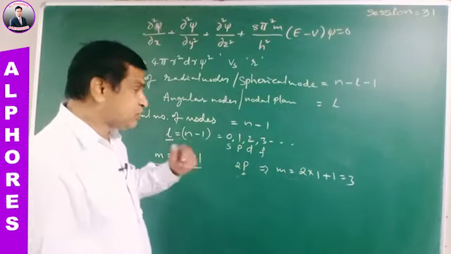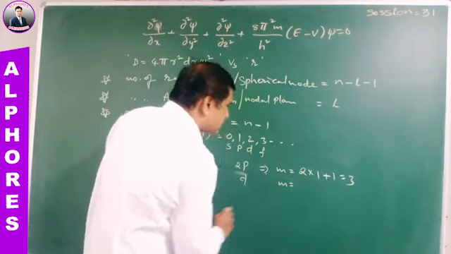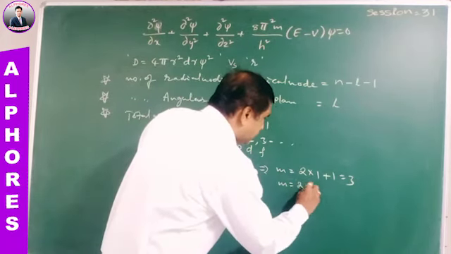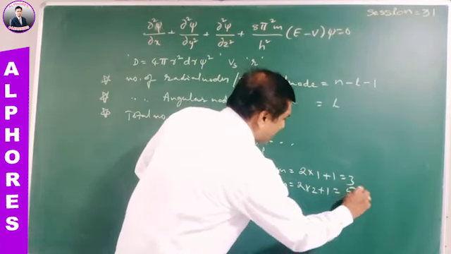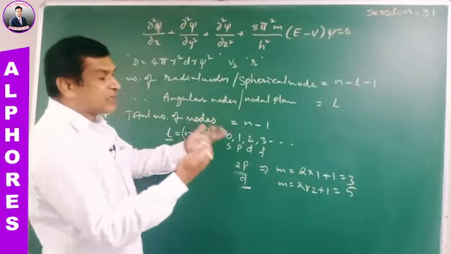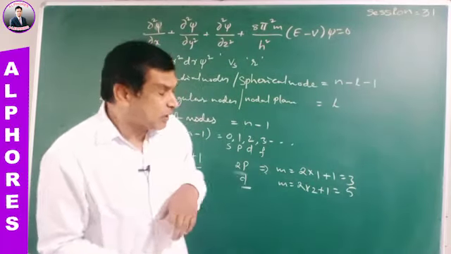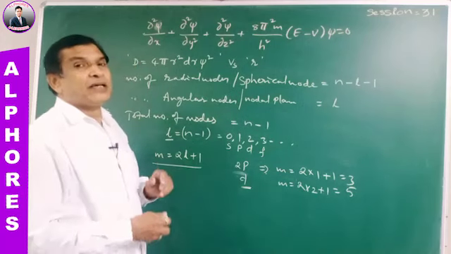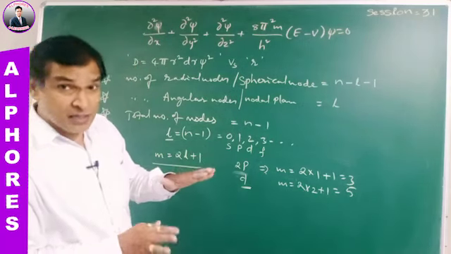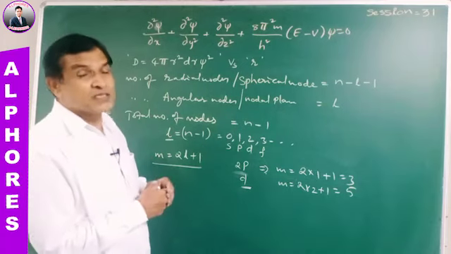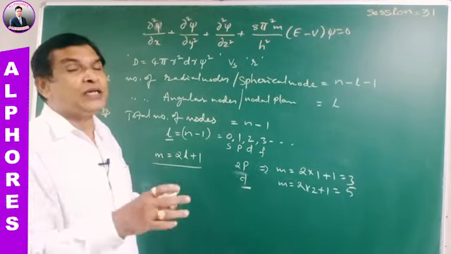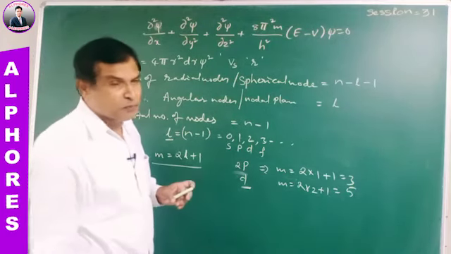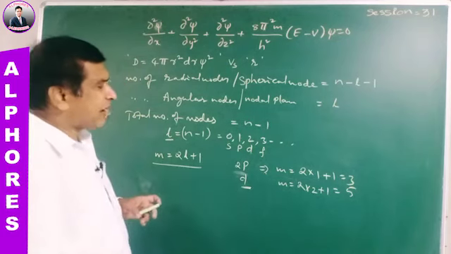Take one more example. The d subshell. How many orbitals exist? M is equal to 2 into L, the L value for the d subshell is 2, plus 1, that is equal to 5. That means any d subshell contains 5 d orbitals. That represents the maximum number of orbitals in the subshell. That is the magnetic quantum number. The magnetic quantum number explains the orientation of the suborbit in space.